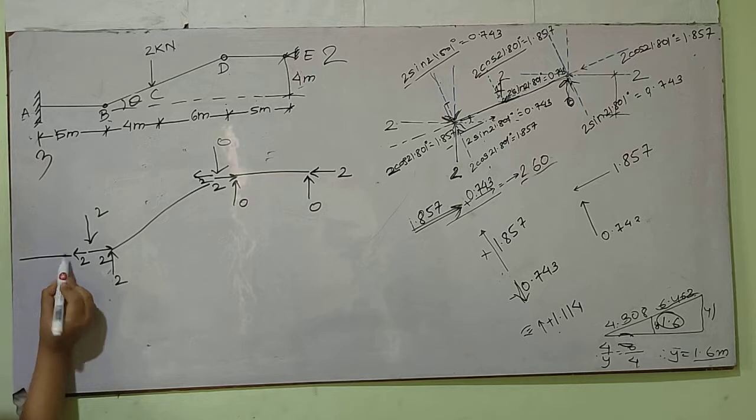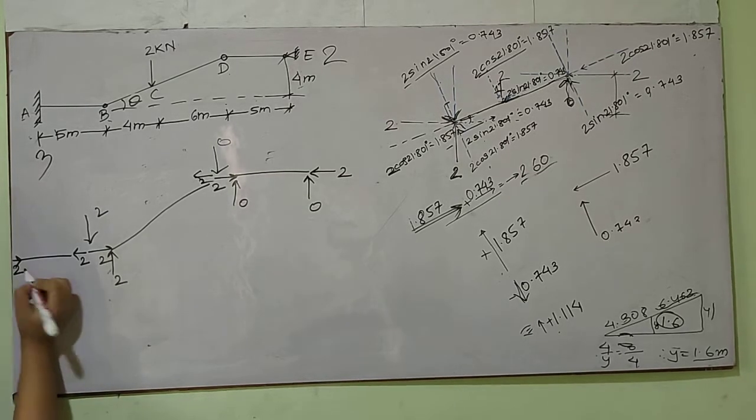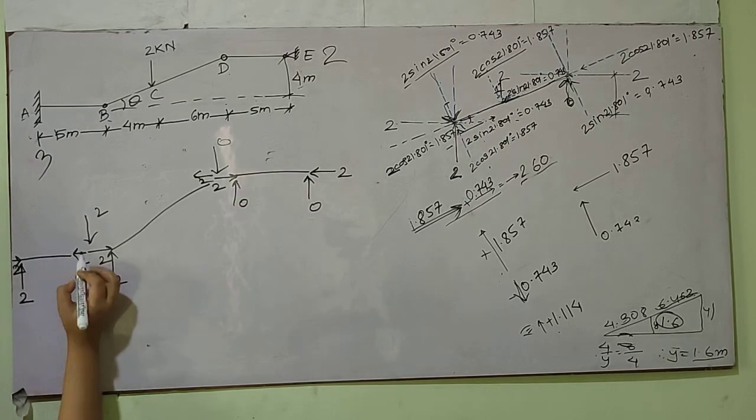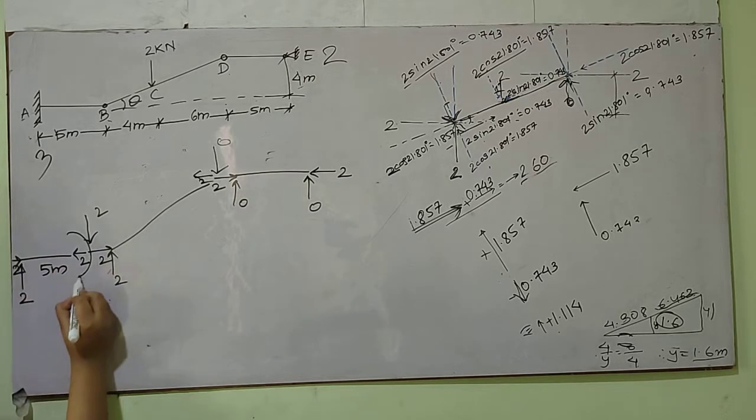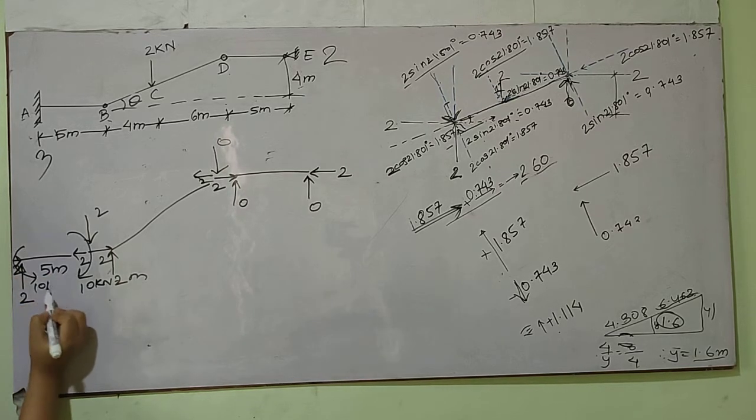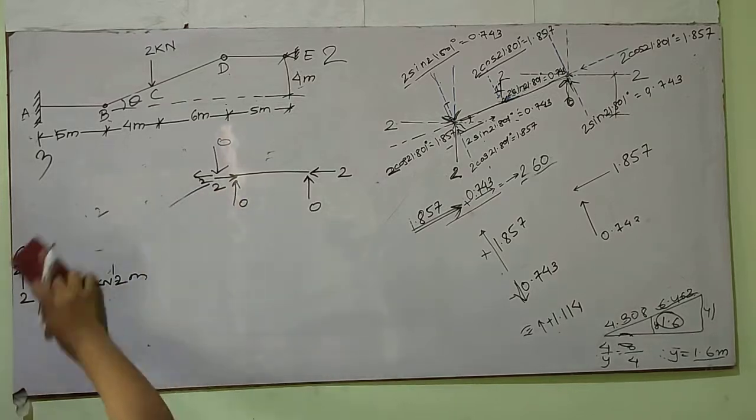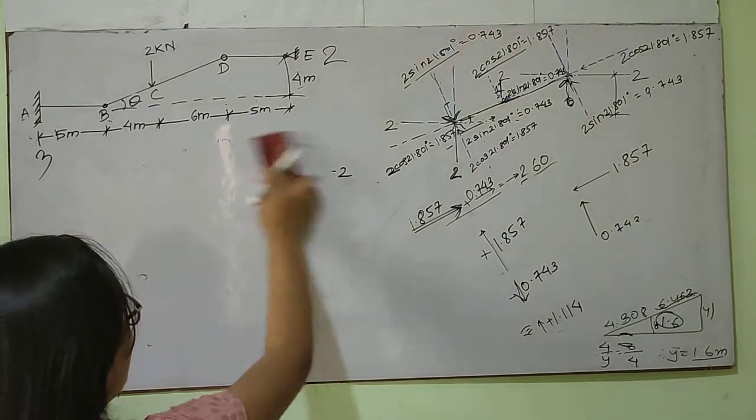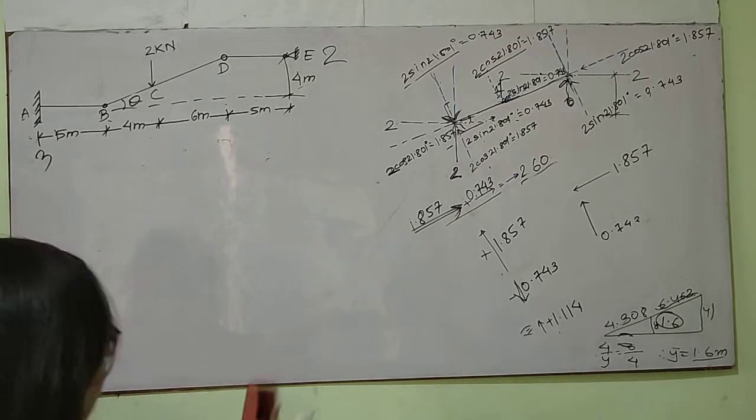Now in the member AB, I have got this as 2 and this as 2 kilonewton. It is simple, and since it is giving 2 and this distance is 5 meter, it is giving a clockwise moment of 10 kilonewton meter. To balance this, we get anti-clockwise moment of 10 kilonewton meter. Now I'm done with finding out the reactions. Now I'll move on to drawing the bending moment diagram, shear force diagram and axial force diagram.